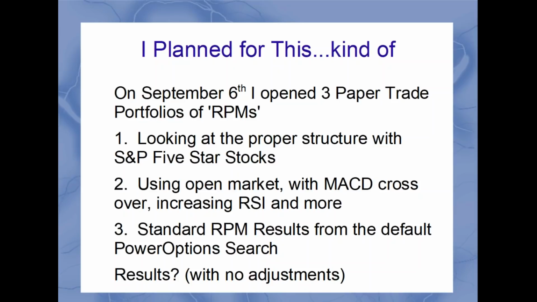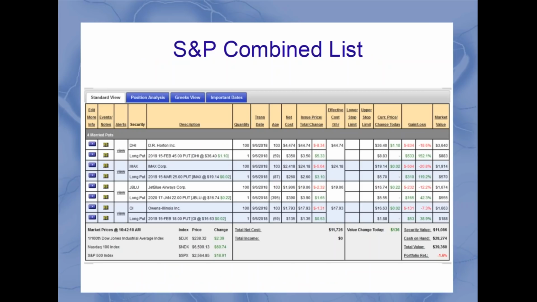On the other one, I looked across the entire market using MACD, increasing RSI compared to positive Keltner channels, I should say, and more. And then third, I just took the standard radioactive trading results from the power options search with my subtle limitation of stock price and risk for all 3. Okay, here's the results. Might be hard to see.